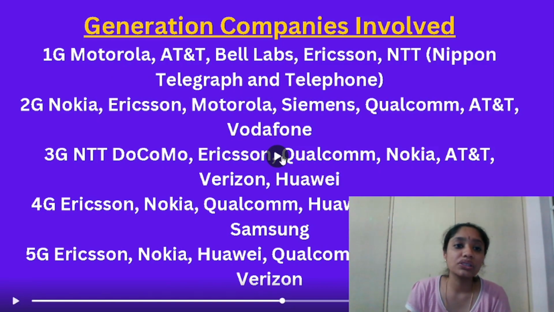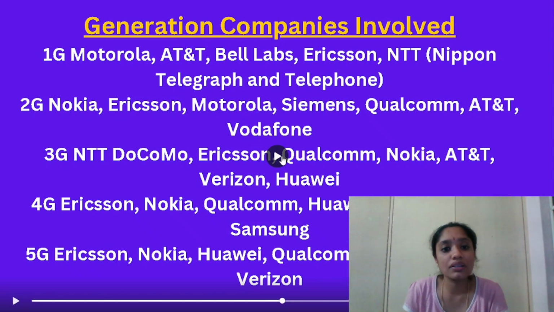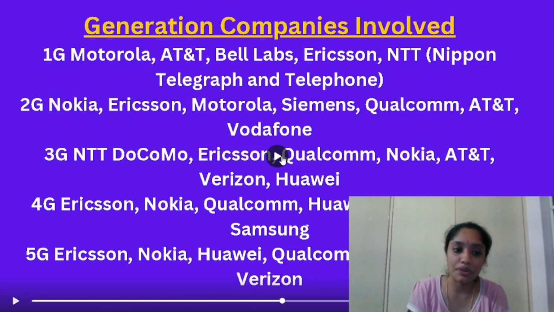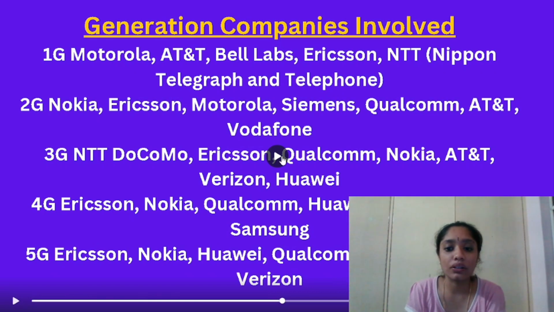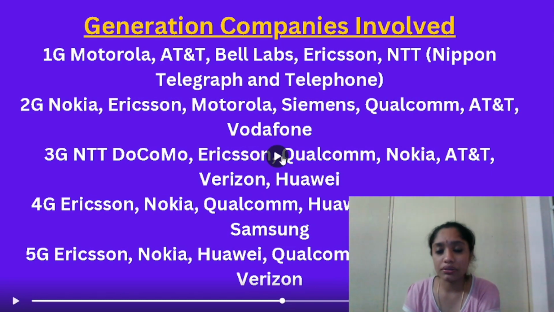Okay. 1G: Motorola, AT&T, Bell Labs, Ericsson, Nippon Telegraph and Telephone. 2G: Nokia, Ericsson, Motorola, Siemens, Qualcomm, AT&T, Vodafone, etc. 3G: NTT Docomo, Ericsson, Qualcomm, Nokia, AT&T, Verizon, etc. 4G: Ericsson, Nokia, Qualcomm, Huawei, Verizon, AT&T, Samsung. 5G: Ericsson, Nokia, Huawei, Qualcomm, Samsung, AT&T, Verizon. I mean, there is another set of companies that got involved in generations, but I've named a few companies here.